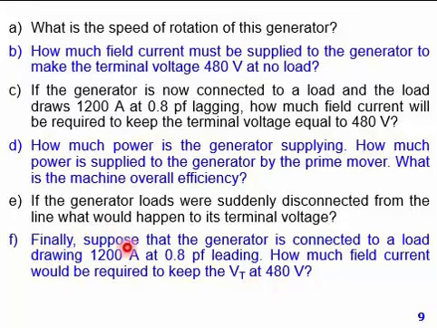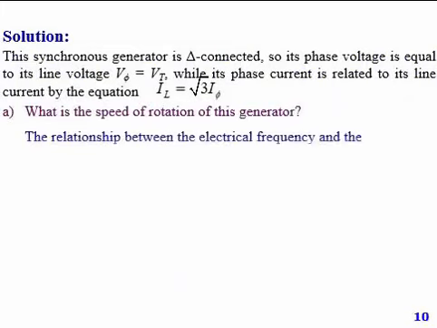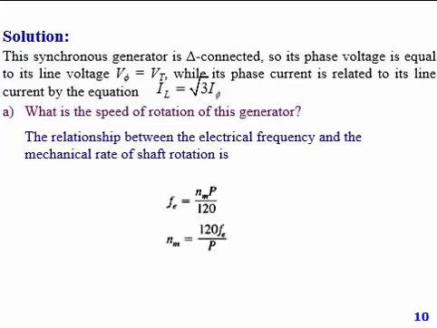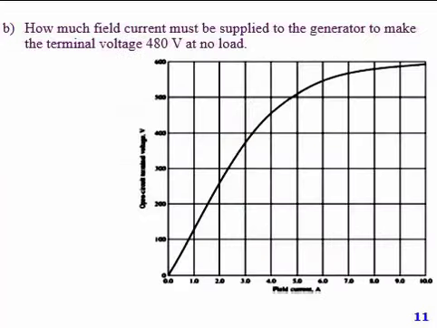So now we will calculate every part separately and in detail. This is the solution. In the first part, if we want to know the rotation speed of this generator, the relationship between the electrical frequency and the mechanical rate of shaft rotation is given by this formula, as we have studied earlier. So Nm can be found by moving terms to the left and putting in the values of Fe and P. Since there are 4 poles, putting the values in here we can get the value of Nm.